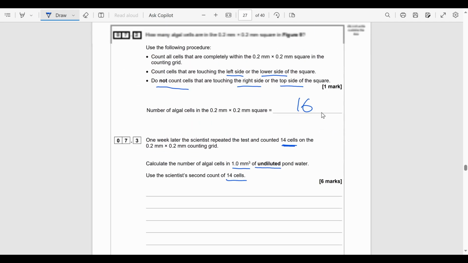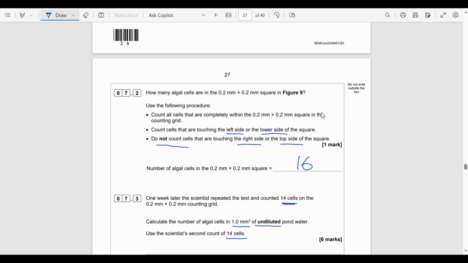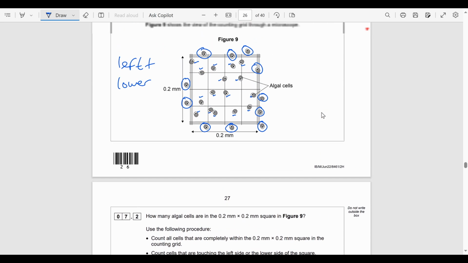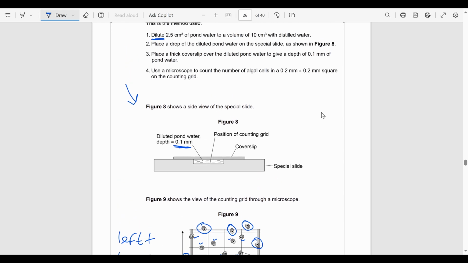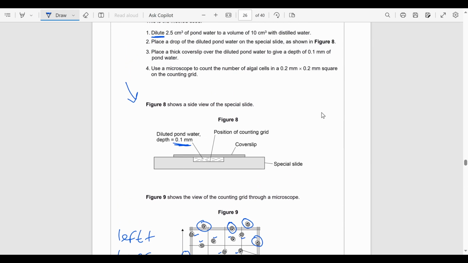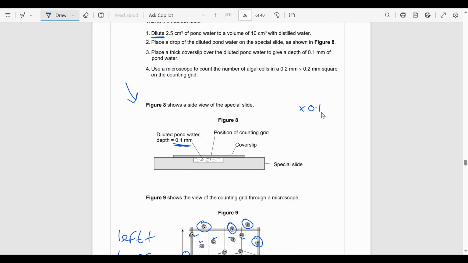Checking again now, it's 1 millimeter cubed. But we're given a volume also. Because we're given lots of dimensions here, we're given a depth of 0.1 millimeters, but we're also given an area of 0.2 by 0.2. So we can get our volume from there.